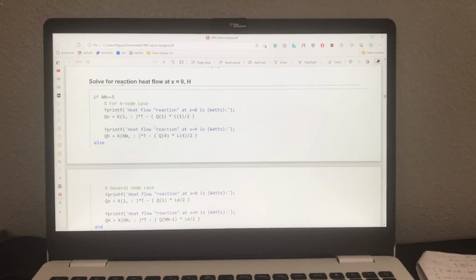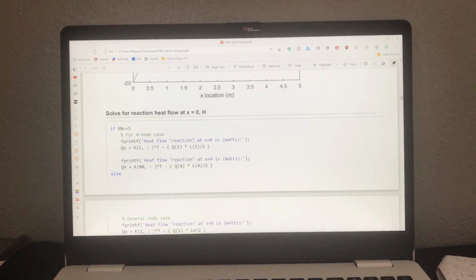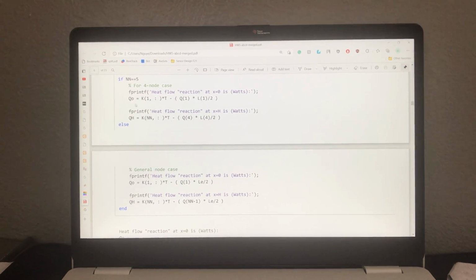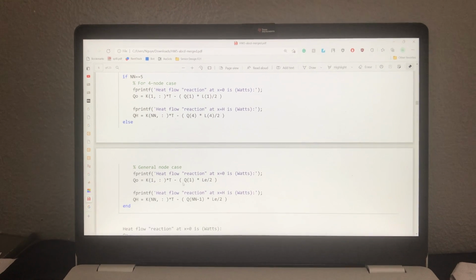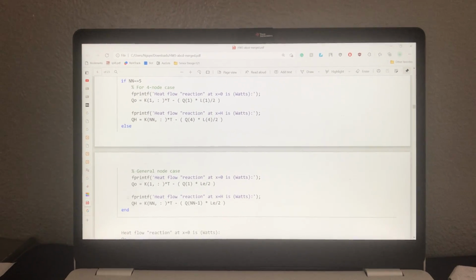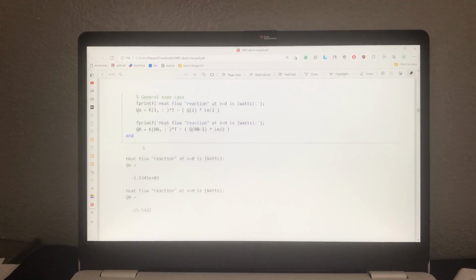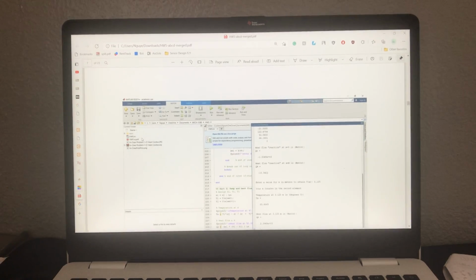For the reaction heat flow, here we got the reaction. Basically we just pull out the values of k, T, and L, and from those values we place them at the boundary condition, and that's why we were able to get these. So that's pretty good for E.